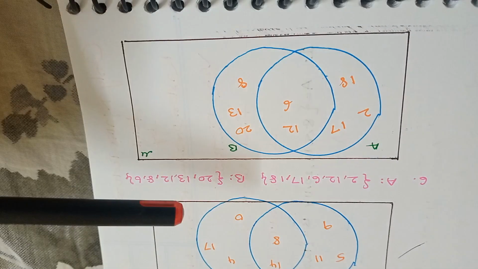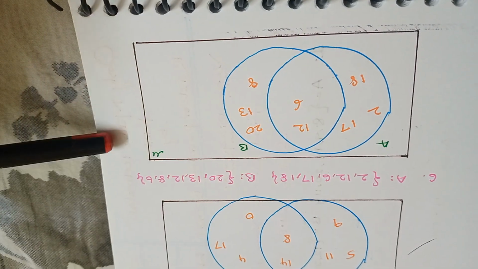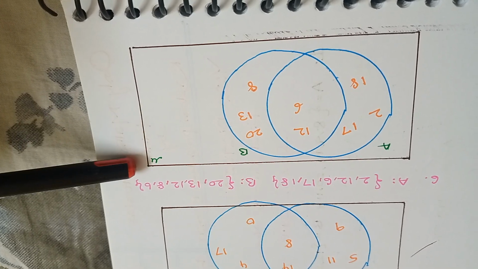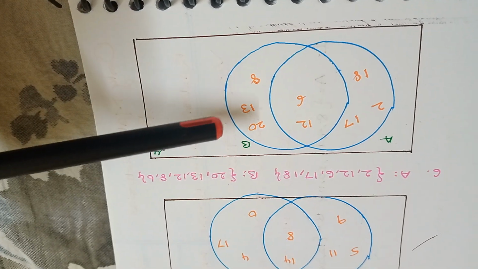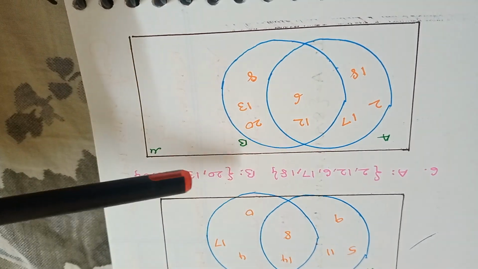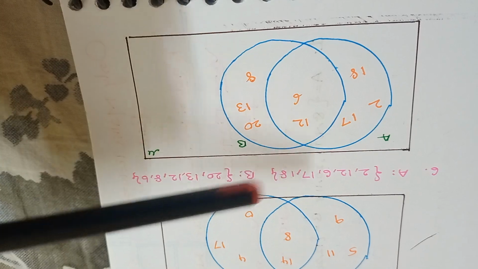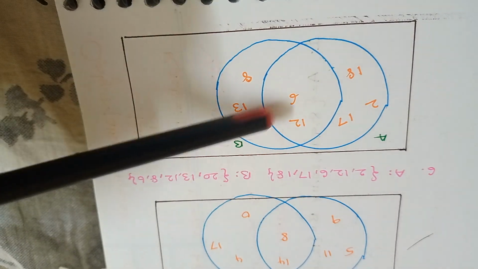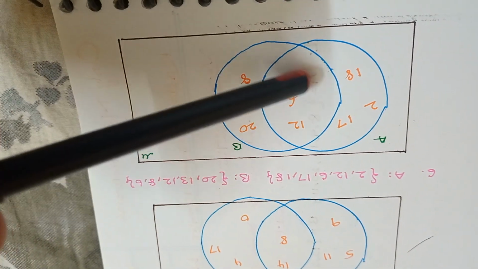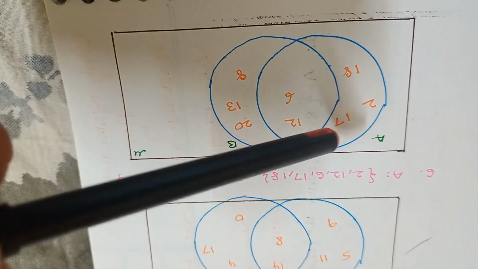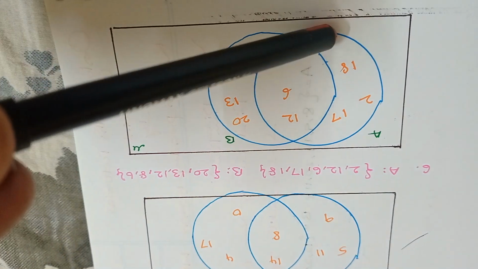Now coming to the sixth one. Set A is given as 2, 12, 6, 17, 18 and B equals 20, 13, 12, 8, 6. What are the repeated values? 12 is repeated in set A and in set B, and 6 is also repeated in set A and set B. We write those in this middle portion. The other elements, 2, 17, 18, we write in this part.